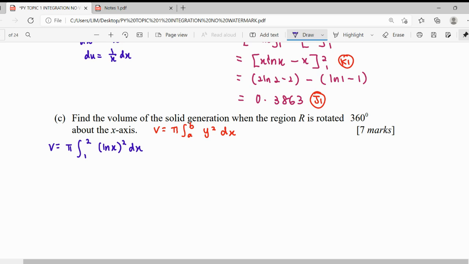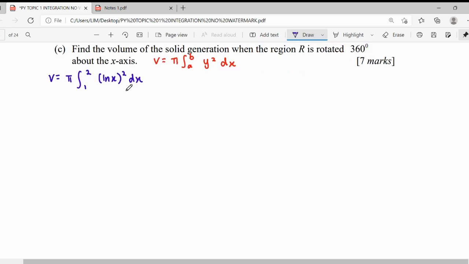Then dx. So we go into solve this integration, then this value will be represented by our volume. So how to solve this? We are going to use our integration by part again, because when we want to integrate ln x squared, we don't have any formula, we only have technique of integration. So I will going to integrate ln x first, then after that I will substitute the limit.